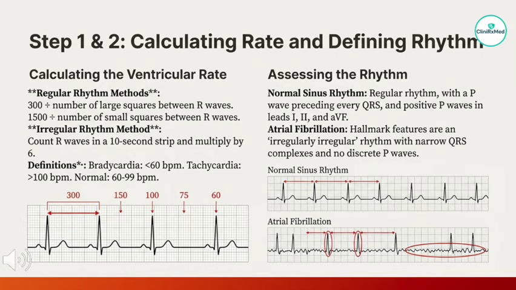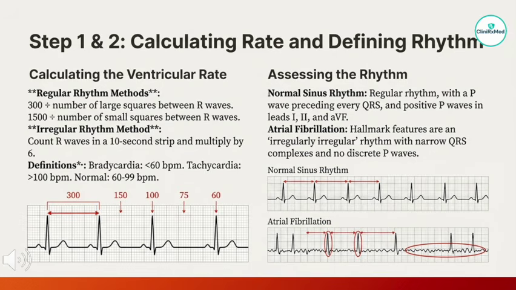Normal sinus rhythm, NSR, indicates the source code running perfectly, whereas in atrial fibrillation, AFib, the source code has crashed. Instead of one clear signal from the SA node, hundreds of tiny electrical impulses are firing in the atria simultaneously. Also, there are no P waves. You see F waves, fibrillatory waves, that look like chaotic baseline noise.